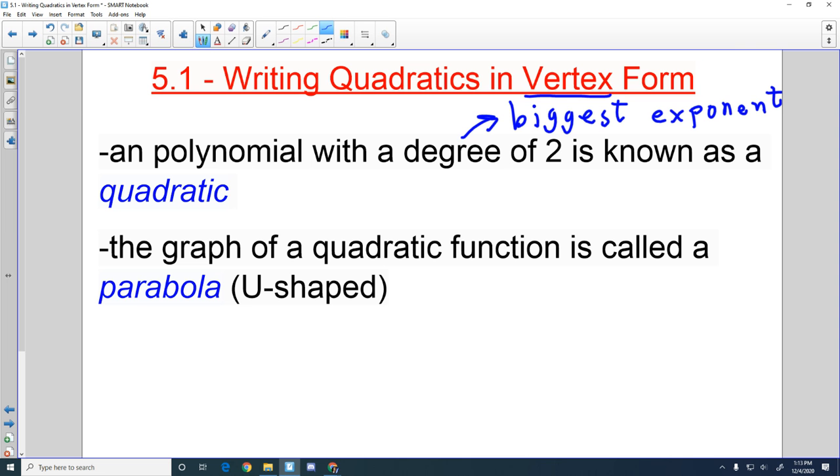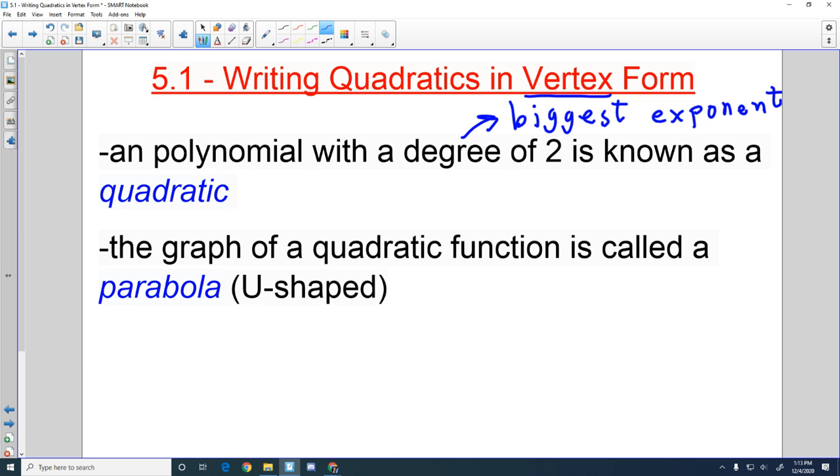So we could have something like 3x squared plus 5x minus 1. We could not have an x to the third power or an x to the fourth power. That would not be a quadratic. The biggest exponent on the variable would have to be a 2. And it has to have an x squared. If there's no x squared in it, it's not a quadratic either.